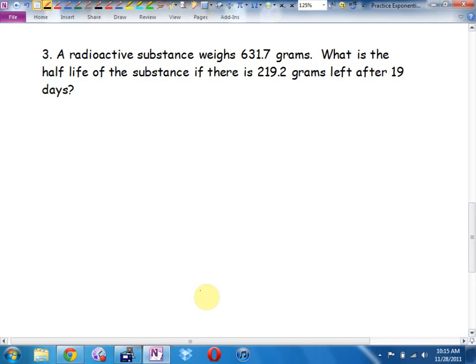What is the half-life of the substance if there are 219.2 grams after 19 days? Hey, Tyson, you know what I'm going to do first? Heck, why not?